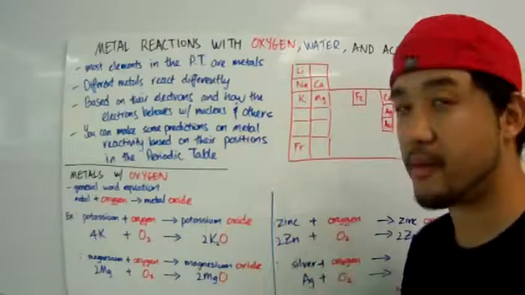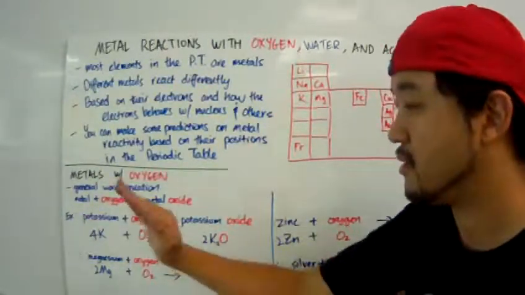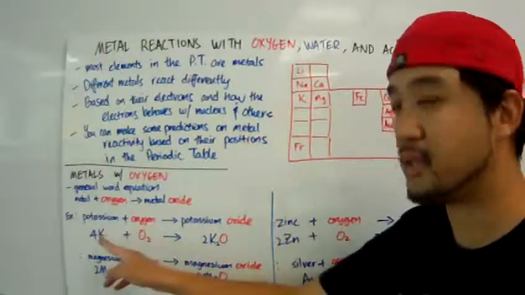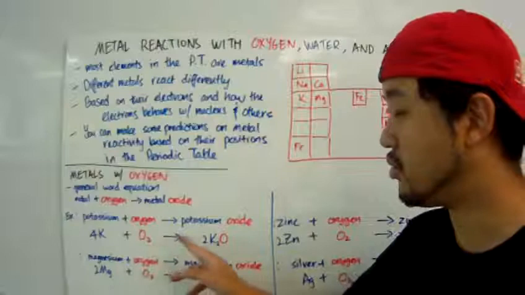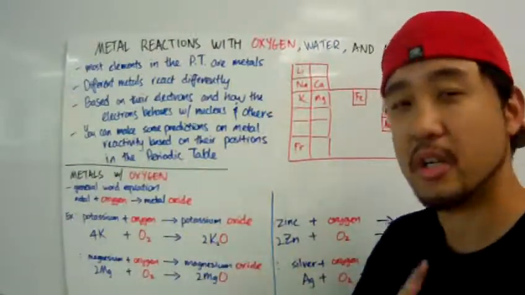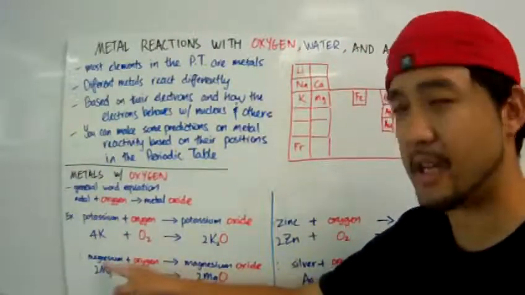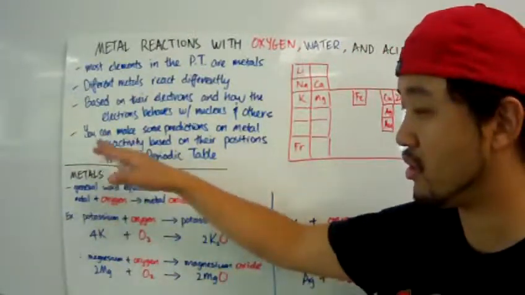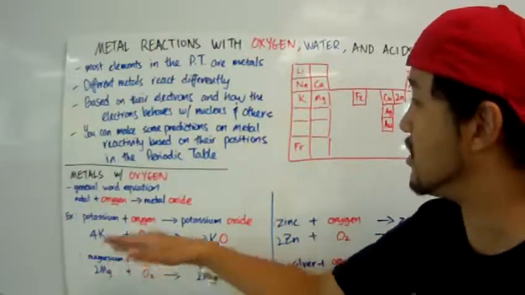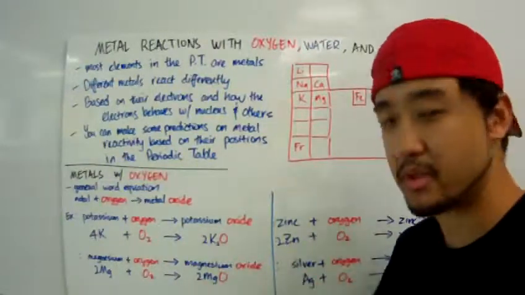So I have provided 4 examples, from the most reactive to the least reactive. Potassium and oxygen gives you potassium oxide. The simple equation is K plus O2 gives you K2O. Now balance them. And you will learn how to balance them in class. The next one down, although there are a lot more that are more reactive, and there are some that are less reactive in between, but I'm just sampling some examples, okay?